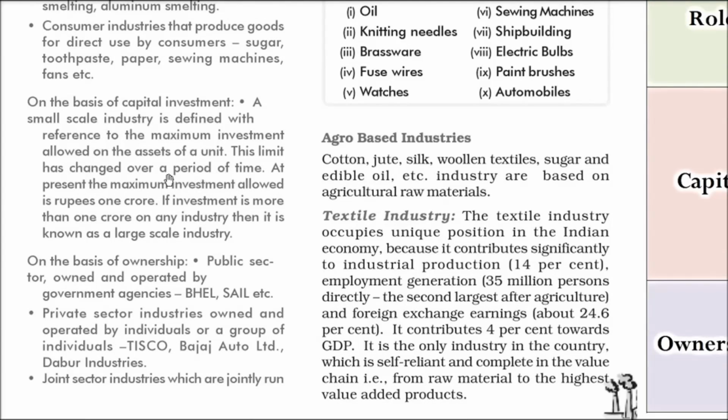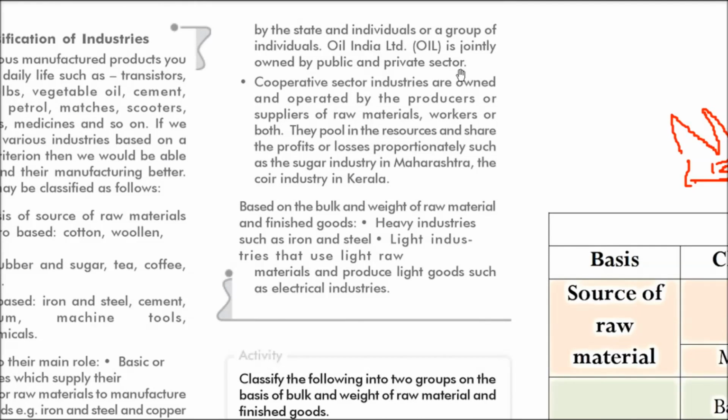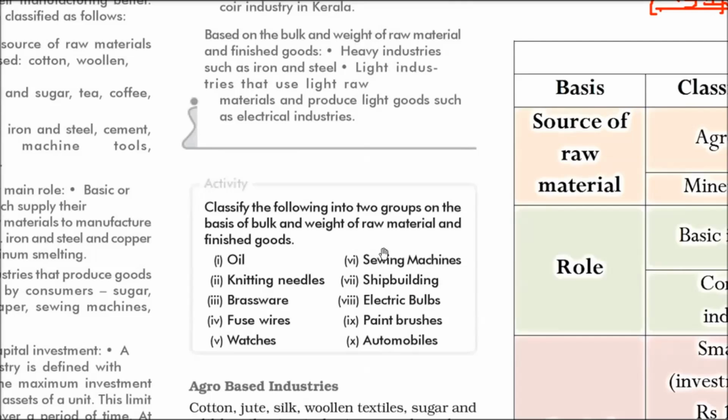What amount is being invested? Less than 1 crore is small scale, and greater than 1 crore is large scale. On the basis of ownership, we have the public sector, owned and operated by the government agency, like BHEL, SAIL, and the private sector like Tisco, Bajaj, Dabur. The joint sector is jointly run by both the state and individuals, that is the government and private people, like Oil India Limited. It's not Indian Oil, it's Oil India Limited. In the cooperative sector, producers and suppliers working on the same thing get together and share profit and losses equally. So this is the classification.